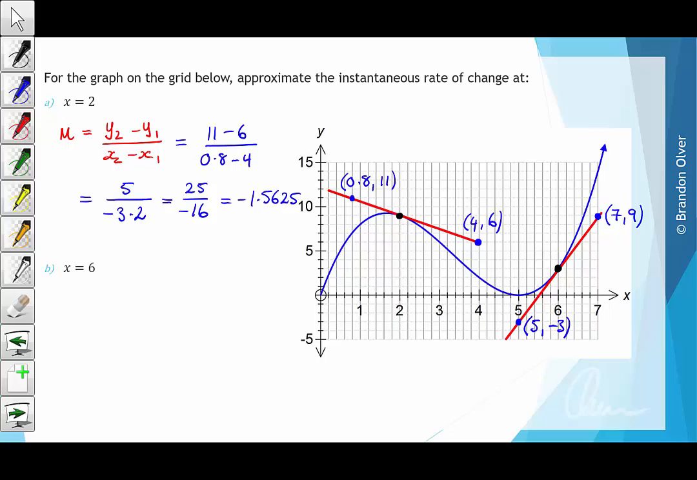So using those 2 points, we're going to calculate the gradient of the tangent, which is y2 subtract y1 over x2 subtract x1. And now y2 is 9, subtract y1, which is negative 3, over x2, which is 7, subtract x1, which is 5. So evaluating the top line, we have 9 plus 3, which will give 12, and 7 subtract 5 on the bottom line, which will give 2. So we can say that the approximate gradient of that tangent line is 6, which is the instantaneous rate of change at that point.